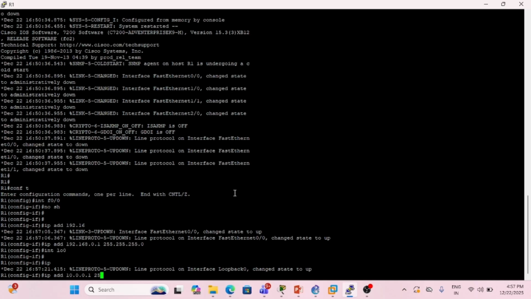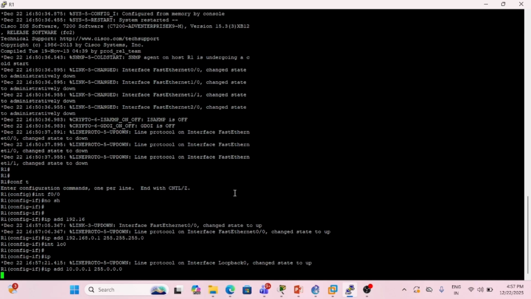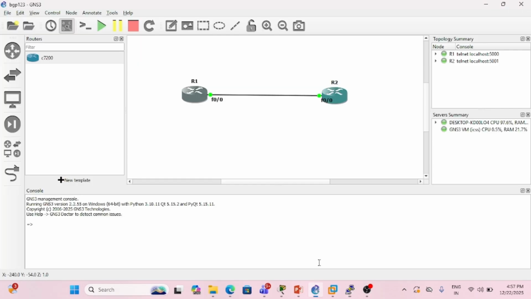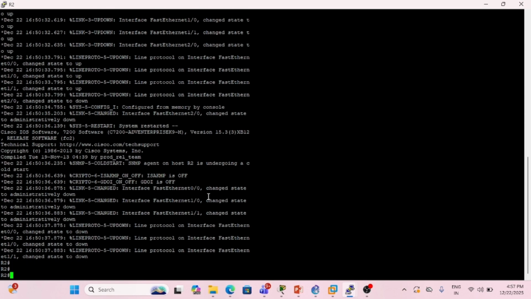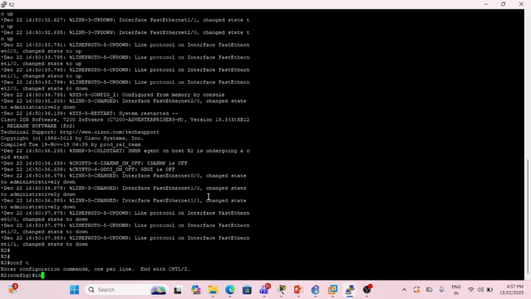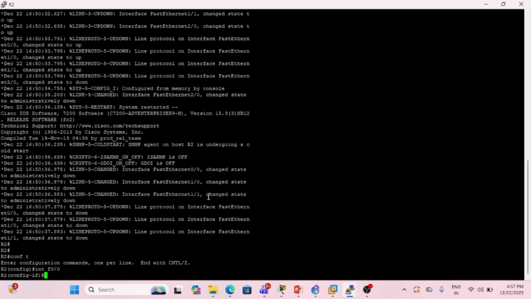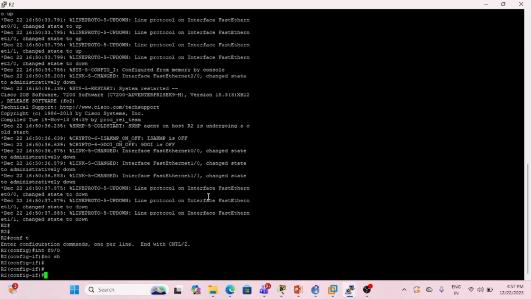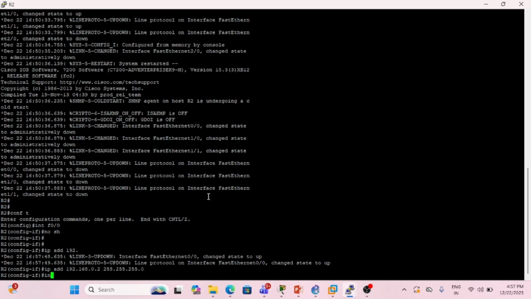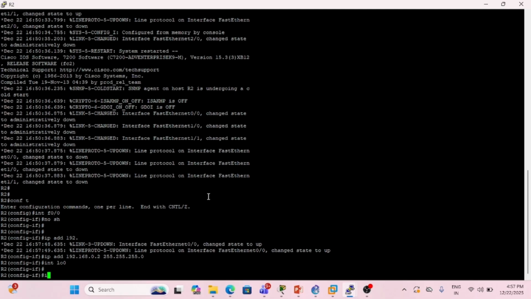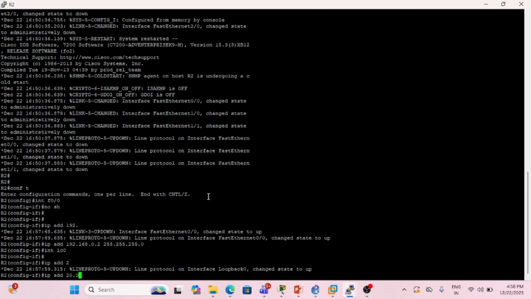Say 10.0.0.1 and 255.0.0.0, and now go to R2, IP address 192.168.0.2. This is 20.0.0.1.